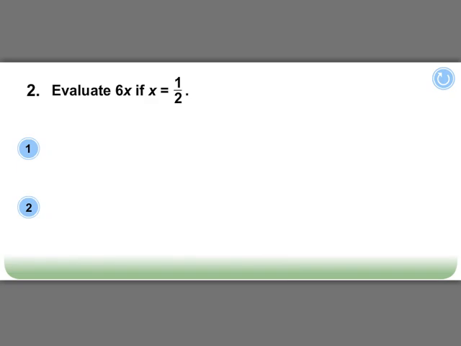I know you hate the extra examples. Evaluate 6x if x equals 1/2. Oh, well, this is a little bit more confusing, right? Because what is 6x? That's just hanging out there. Well, really, we read this as 6 times x. So what you would be doing when you put in the 1/2 is reading 6 times 1/2. Let's see how this is solved. 6x equals 6 times 1/2.